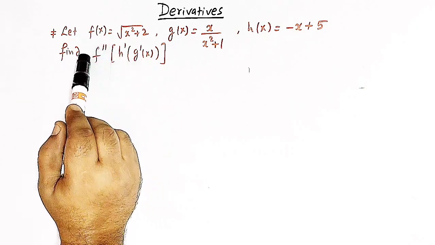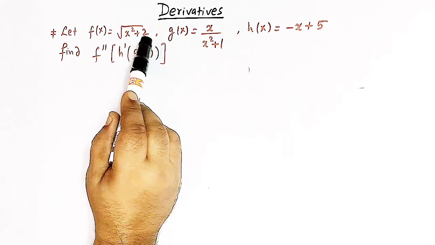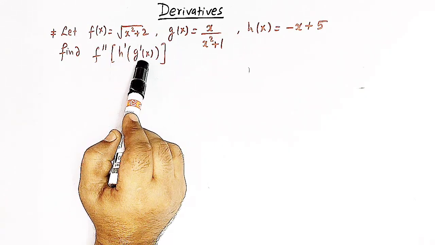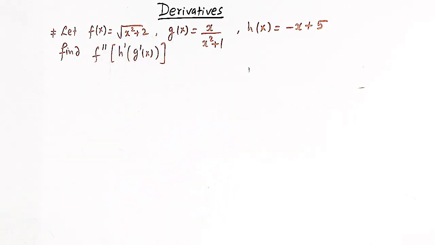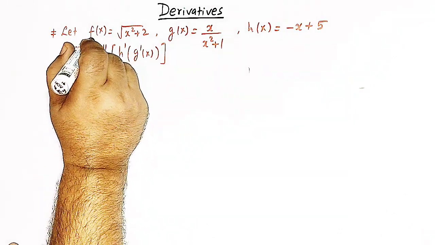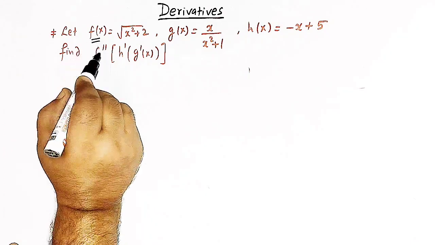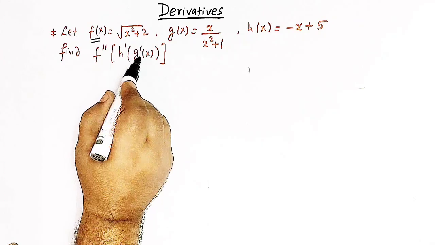So we have to find the second derivative of f of x when the input is h prime of g prime of x. This problem also includes the concept of composition of functions. So let us see how we can solve this problem. Let us first find out the second derivative of f of x. Here we have f double prime of h prime of g prime of x.